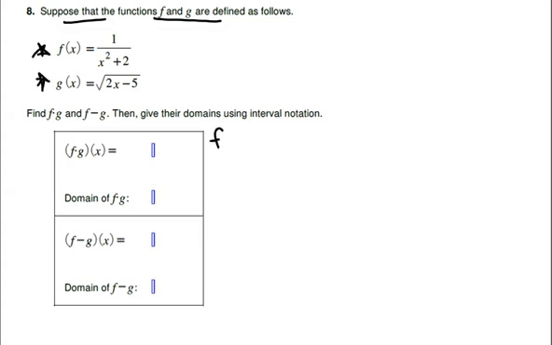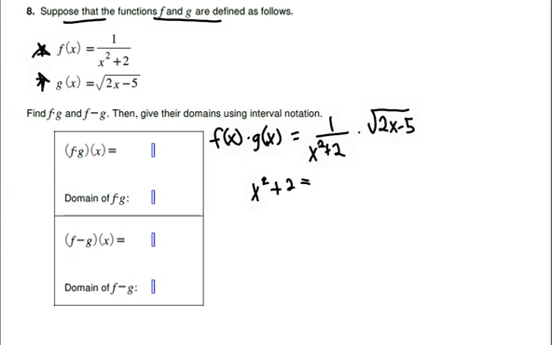We'll just glance at this one real quickly. It's a rational function, 1 over x squared plus 2, and the square root of 2x minus 5. So, when we multiply those, we have the first term, f, times the second term, g. And if we wanted to, we could put that over top of this one. That'd be fine. When we look at the domain, we have both situations here. We have a fraction and we have a square root.